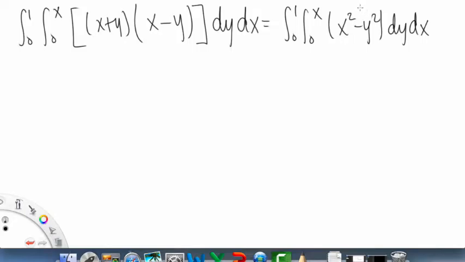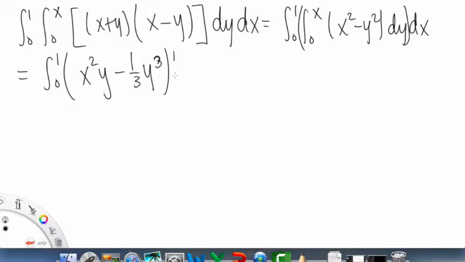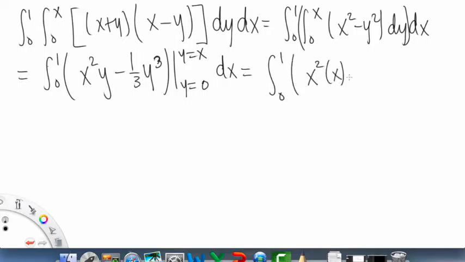All right, and then now we're going to be integrating with respect to y, so we're considering x as a constant. 0 to 1, and then we have x squared times y minus 1 over 3 y cubed, okay, as y goes from 0 up to x, and then a dx behind there. All right, so let's plug in the bounds for y, and we'll get x squared times x minus 1 over 3 x to the third. And then when you plug in 0, you just get minus 0.